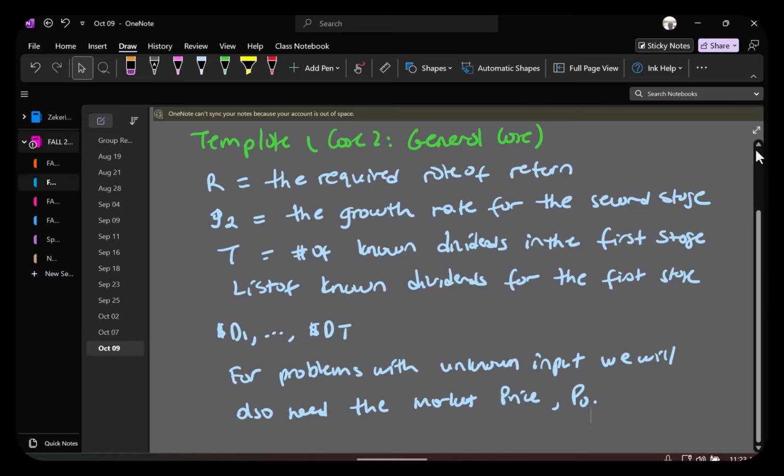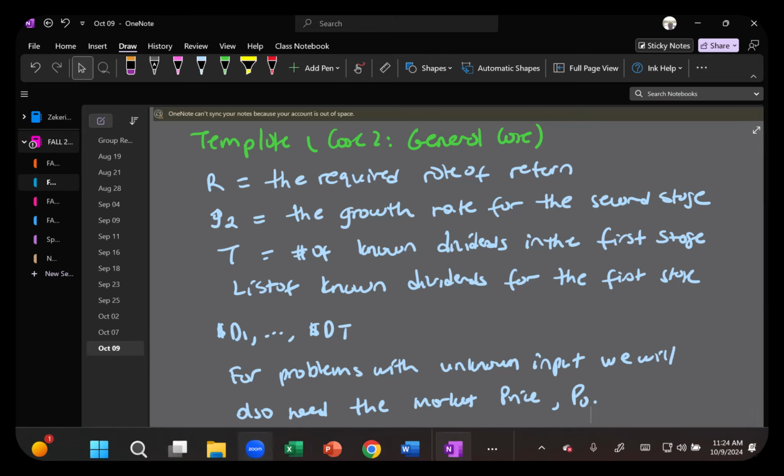All right. So other than the market price, we need to know at least 4 things. If there's only one known dividend, we need to know discount rate or the required rate of return, second stage growth rate, number of known dividends, which can be one or more, and list of dividends.